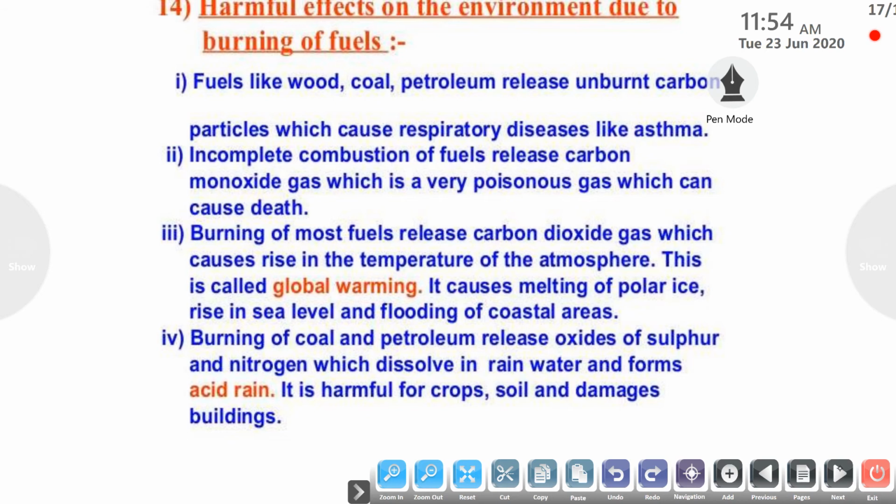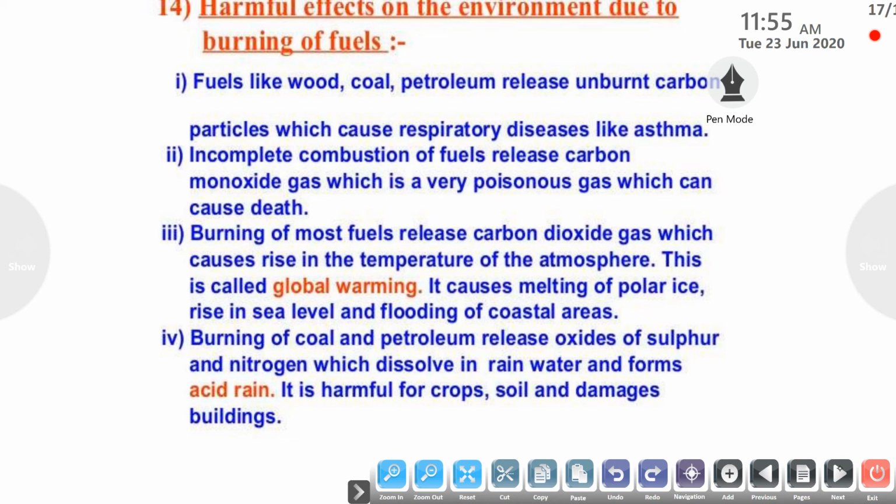The next is the harmful effects on the environment due to the burning of fuels. So what are the effects on our environment due to the combustion? First is the fuels like wood or the solid fuels and the liquid fuels, they release unburnt carbon particles which can cause various respiratory problems like asthma. Second is the incomplete combustion of any fuel, it releases the carbon monoxide gas which is a very poisonous gas which can cause death. As you all know that carbon monoxide, it has high affinity with our blood hemoglobin than the carbon dioxide. So it reacts with our hemoglobin and makes red spots on our body which can cause death.